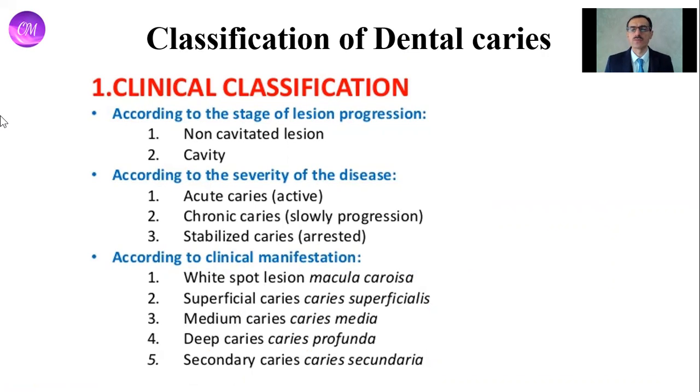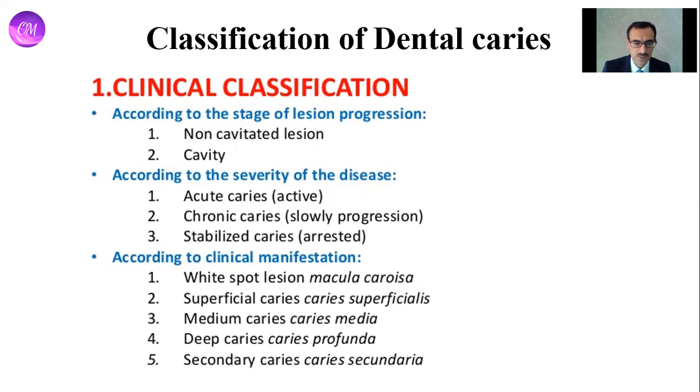Now, let me pass to the classification of the dental caries. There are some classification criteria for the dental caries. First, the clinical classification according to the stage of lesion progression: non-cavitated lesion and cavity. According to the severity of the disease, we have a classification: first, the acute caries or active caries, chronic caries, slowly progressing caries, and the stabilized caries or arrested caries.